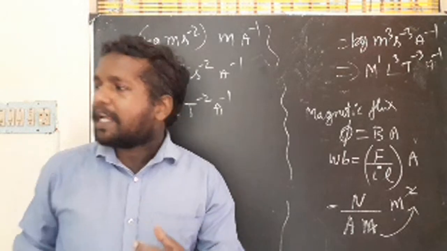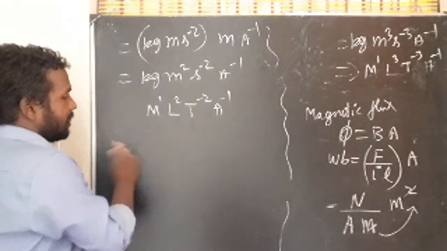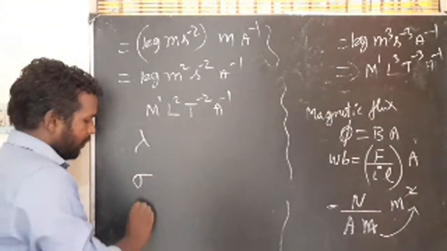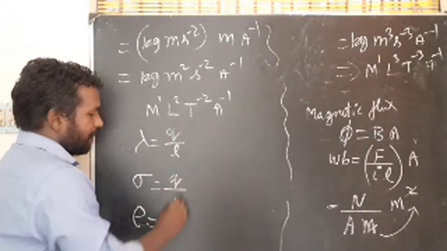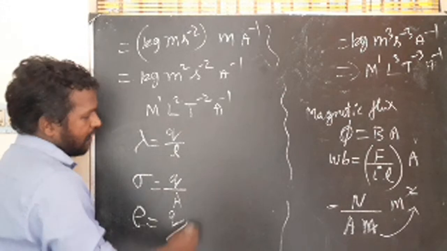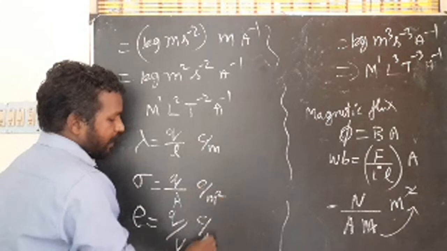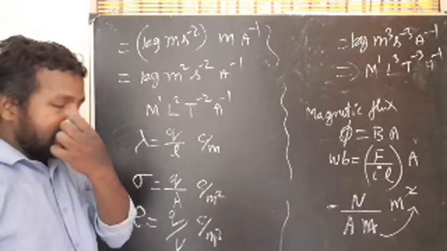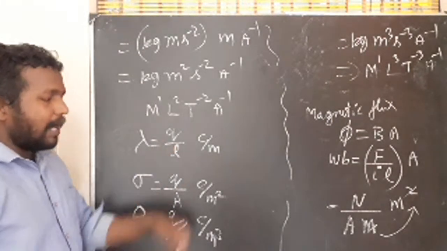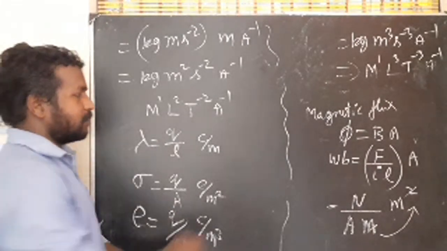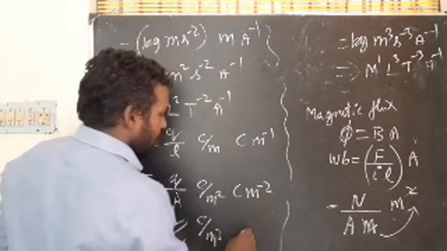Before going to that, I will do charge density. There are 3 types of charge density: lambda, sigma and rho. Charge per unit length, charge per unit area, charge per unit volume. It is coulombs per meter, coulombs per meter square and coulombs per meter cube. It is for line, for area and for volume; the formulas are applicable in different situations. So coulombs meter inverse, coulombs meter minus 2, coulombs meter minus 3.